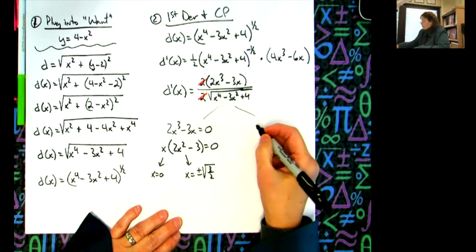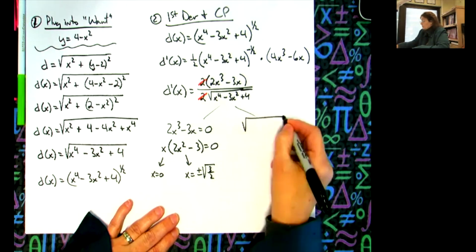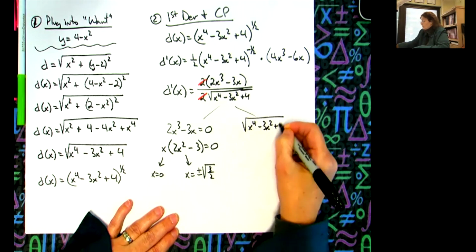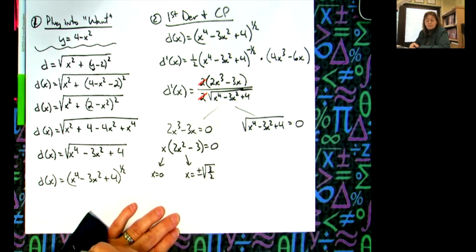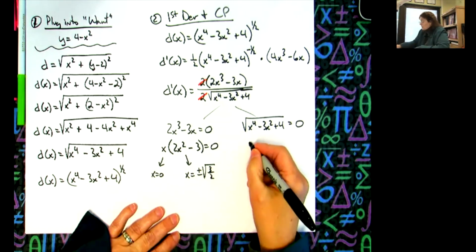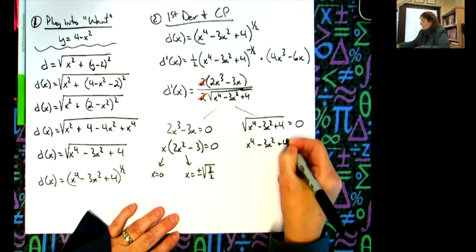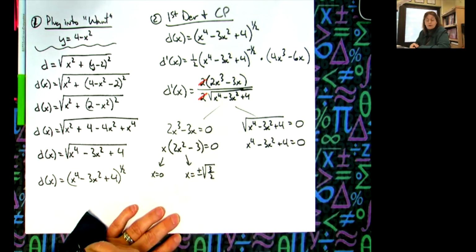Now this one. Let's take the square root of x to the fourth minus 3x squared plus 4 and set that equal to 0. If I square both sides, I can get rid of the radical, right? So then I've got x to the fourth minus 3x squared plus 4 equals 0. I've got to factor this.